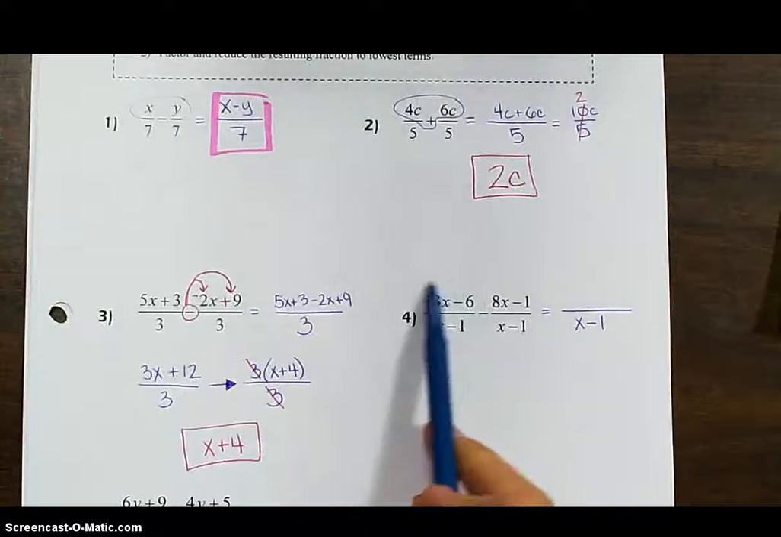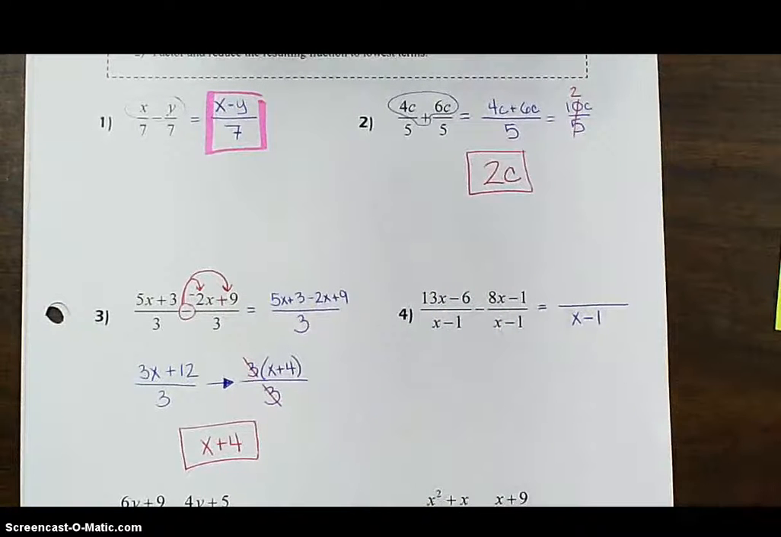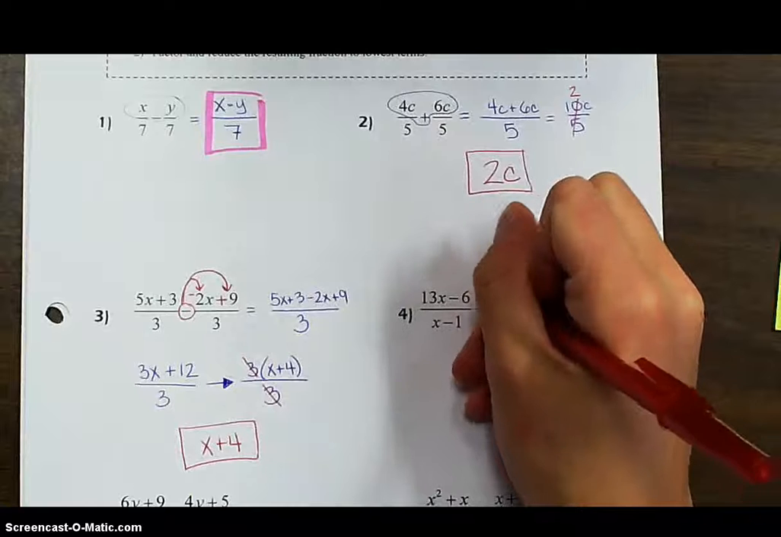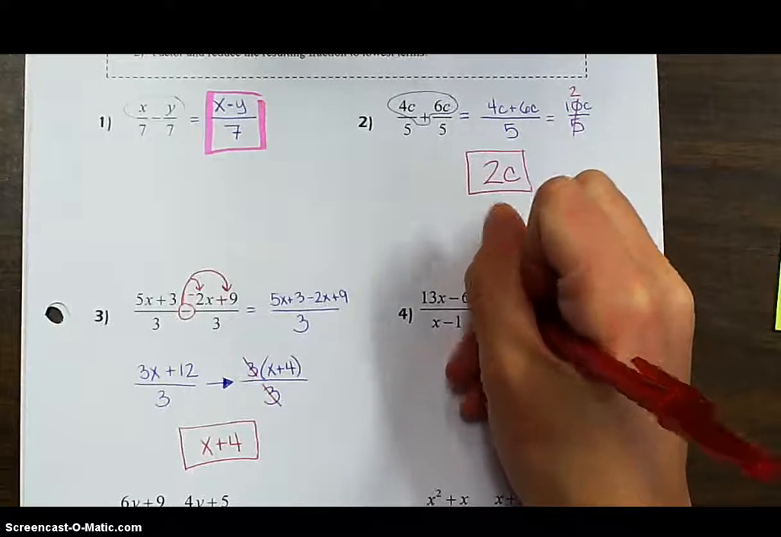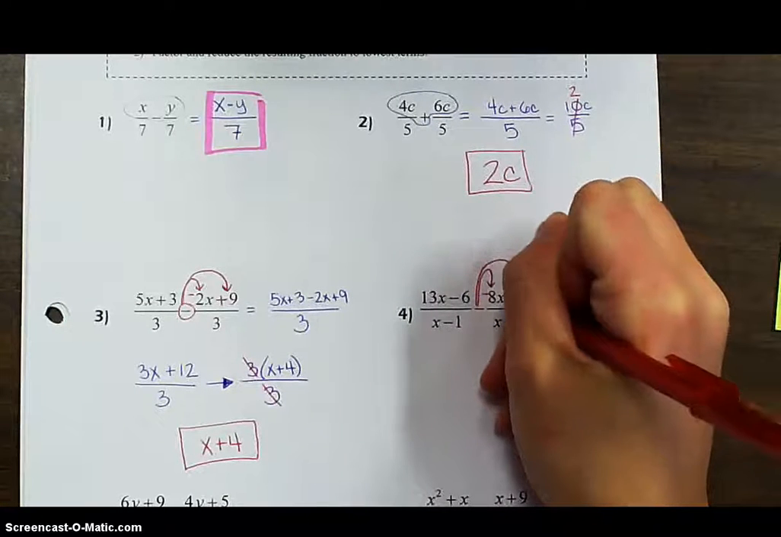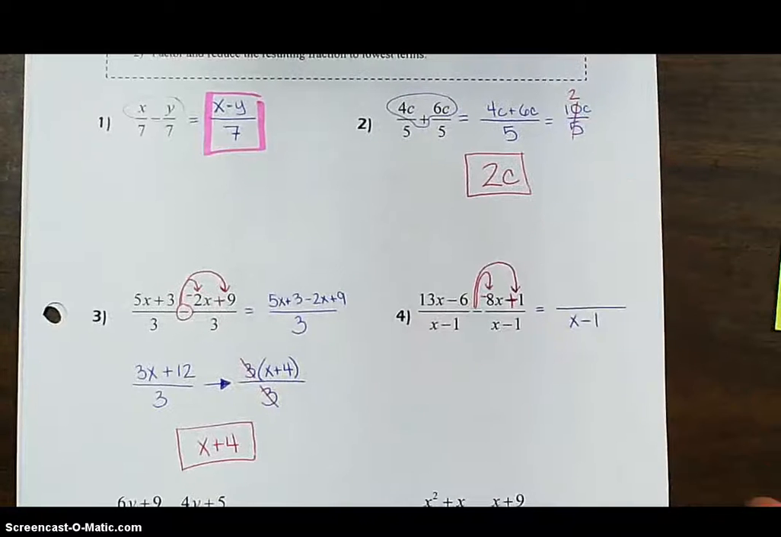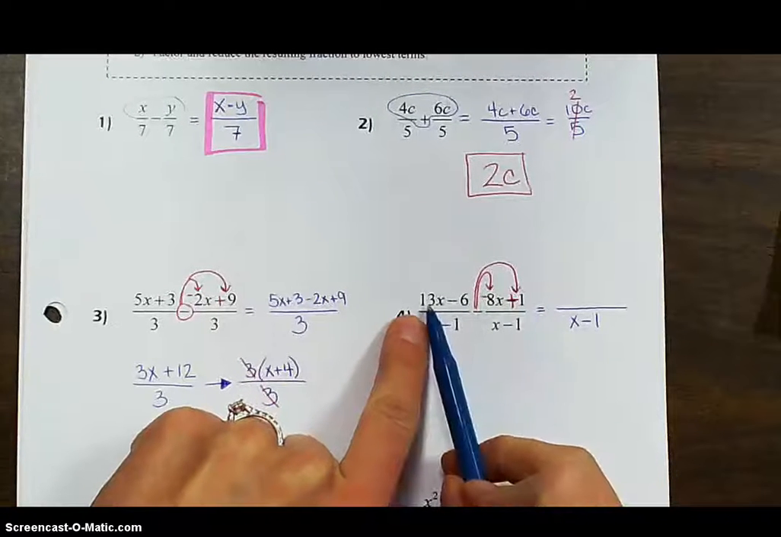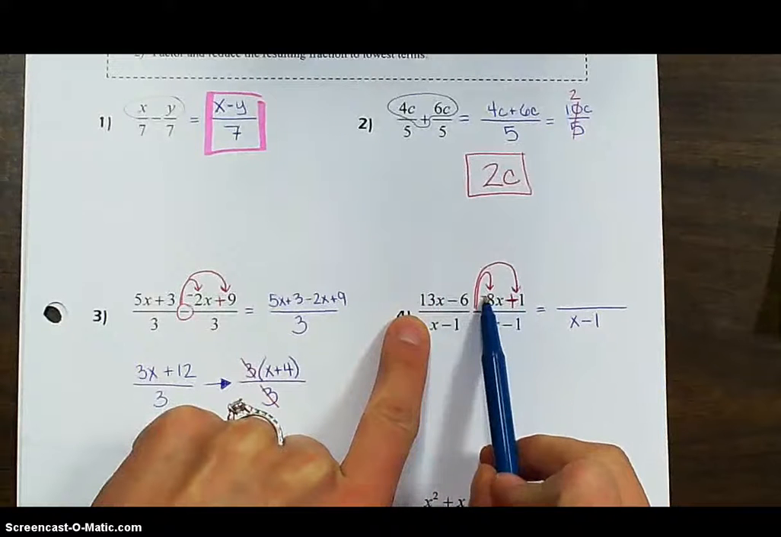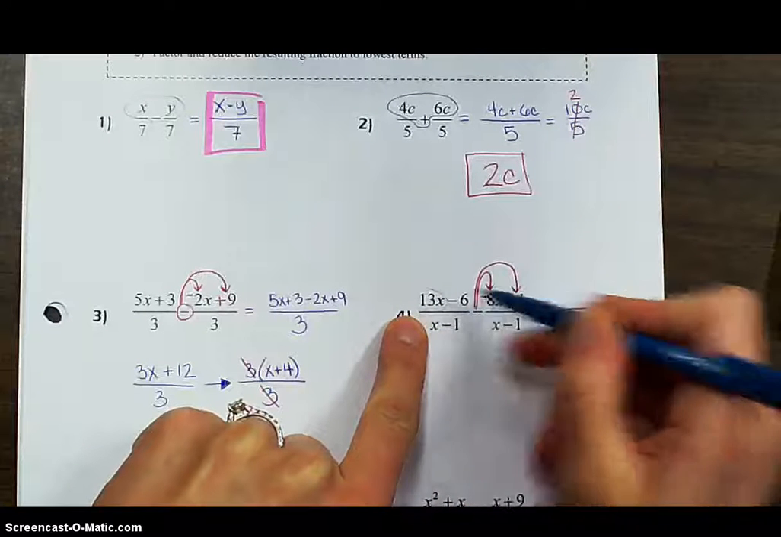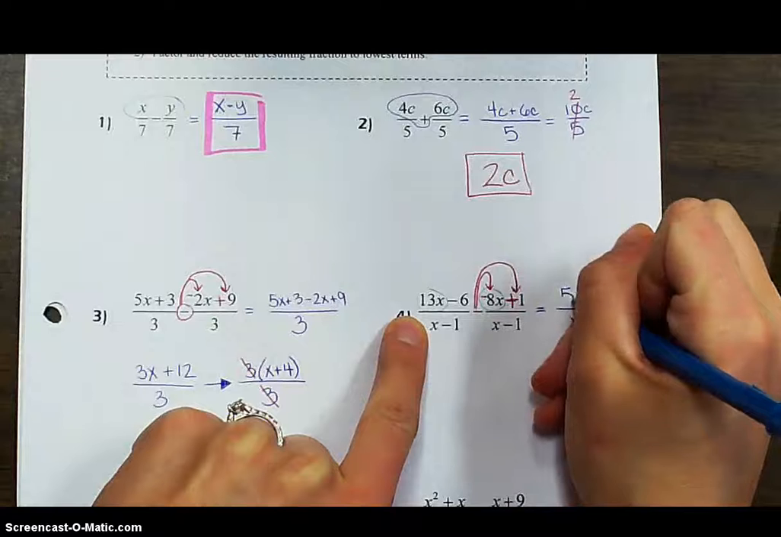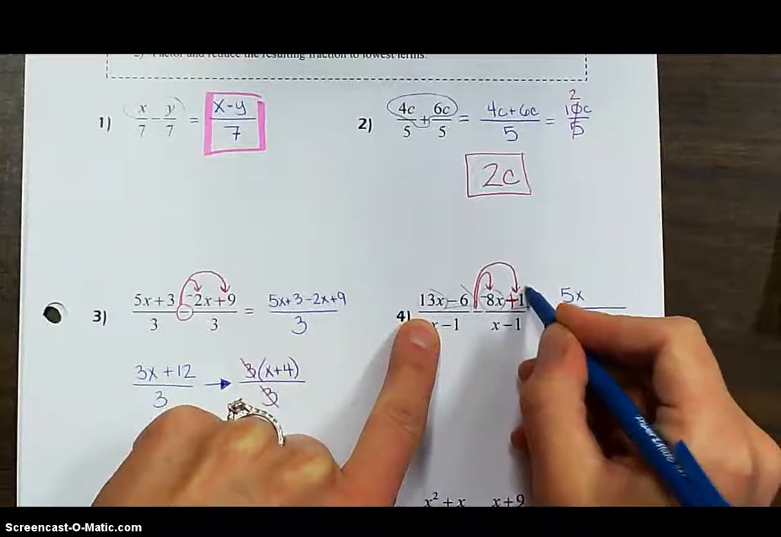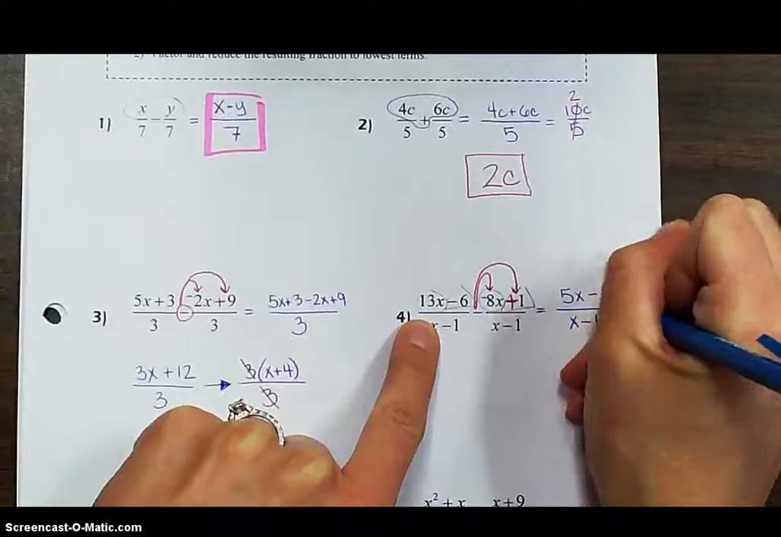Now, if I look at my numerators, I am subtracting, so I have to take that subtraction symbol and distribute it. So it's going to go here, and we're going to get a minus 8x, and it's going to go here, and we're going to get a plus 1. Now I'm going to go ahead and combine my like terms just the way they are. So let's take a look. 13x minus 8x. So those are my like terms, and that's going to give me 5x. And then I have negative 6 plus 1. That's going to give me a negative 5.